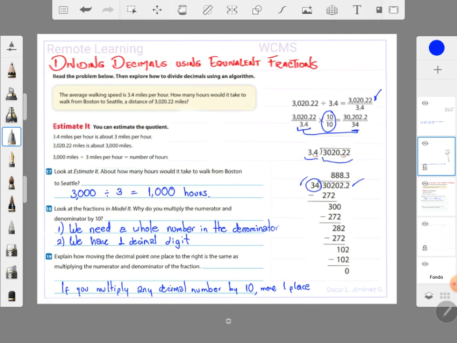So again, we use equivalent fractions. We use this situation of multiplying the numerator and the denominator by the same number in order to find a whole number in the denominator, and then you can solve the operation more easily, okay? So that's why we use these powers of 10 in order to convert the decimal numbers to whole numbers.